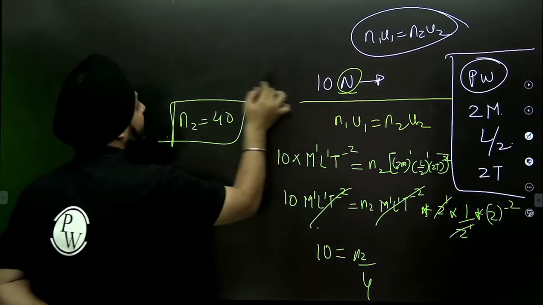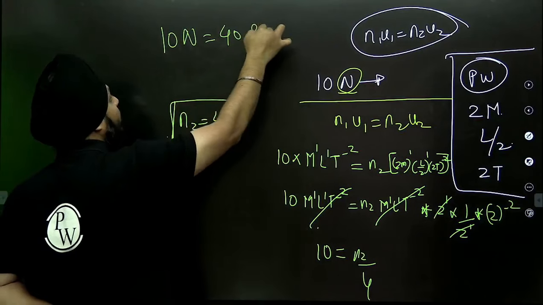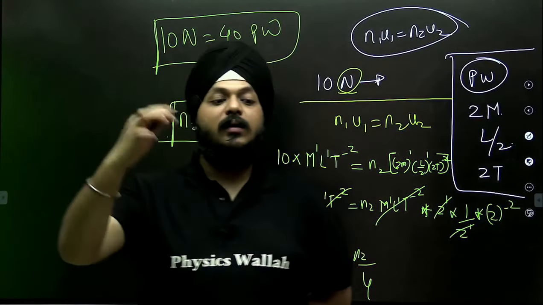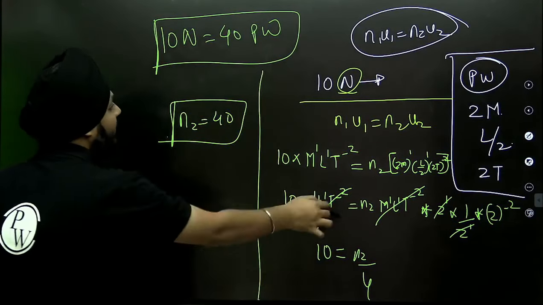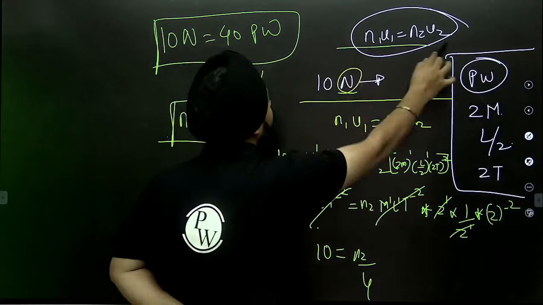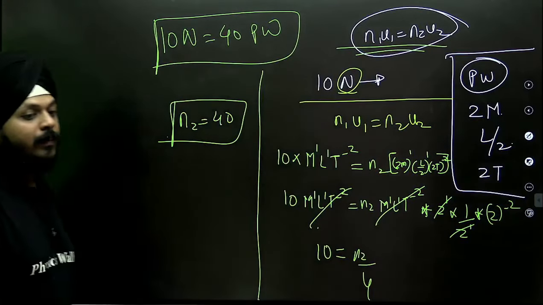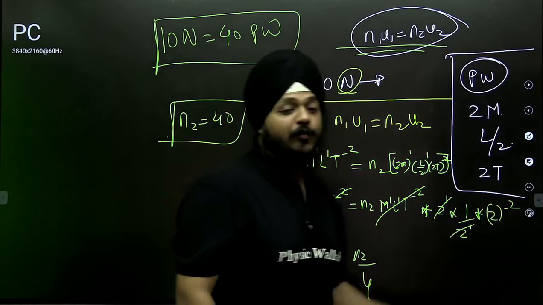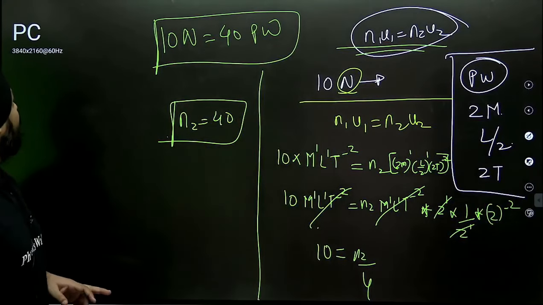So how can we write this? 10 Newton is equal to 40 PW. PW is a unit, right? The unit of an imaginary unit system. So this is a new approach, the best application of N1 U1 = N2 U2. If you want to take a snap of this, you can have it.